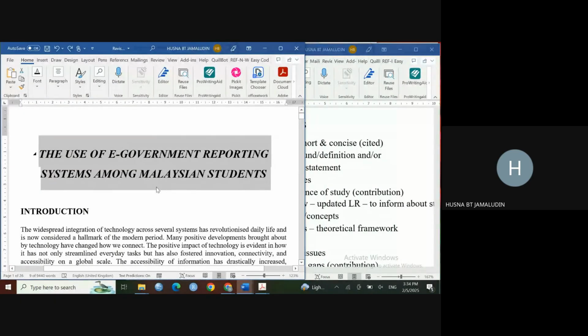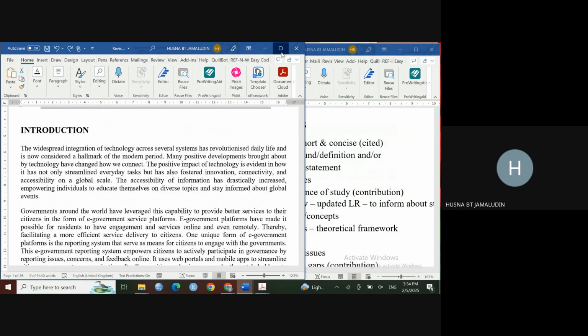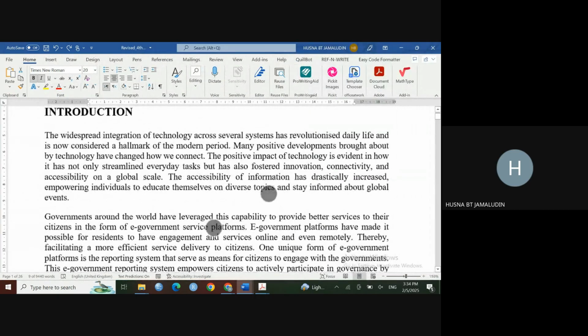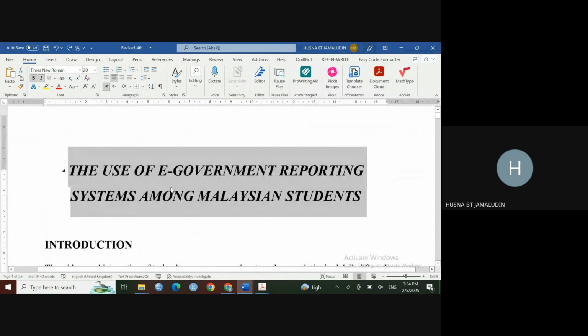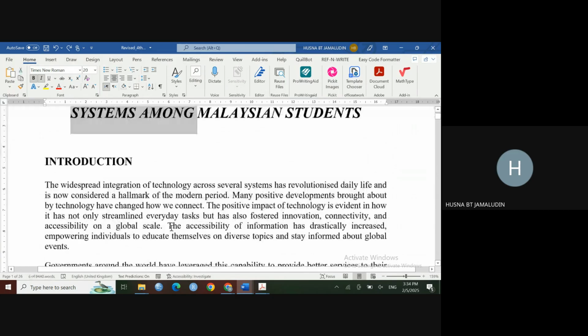E means online. Okay, so is it e-online? Something to do with online. I forgot already. Okay, so let me make it bigger so that you can all see the paper. Okay, remember you want to see the usage of the government reporting system among Malaysian students.